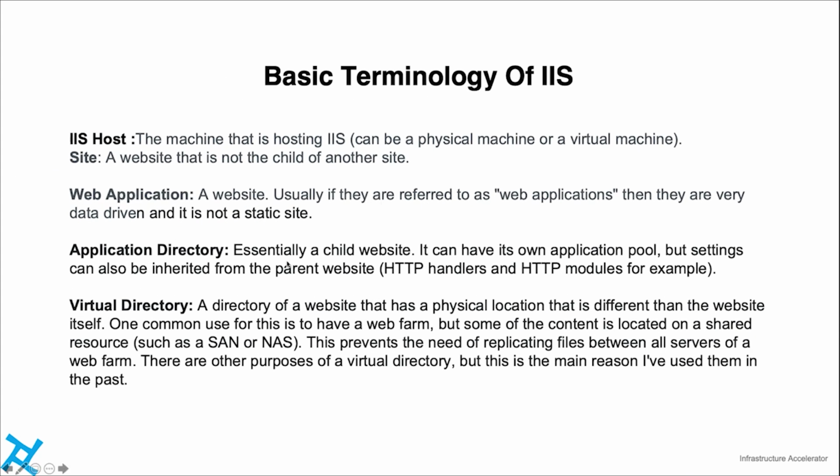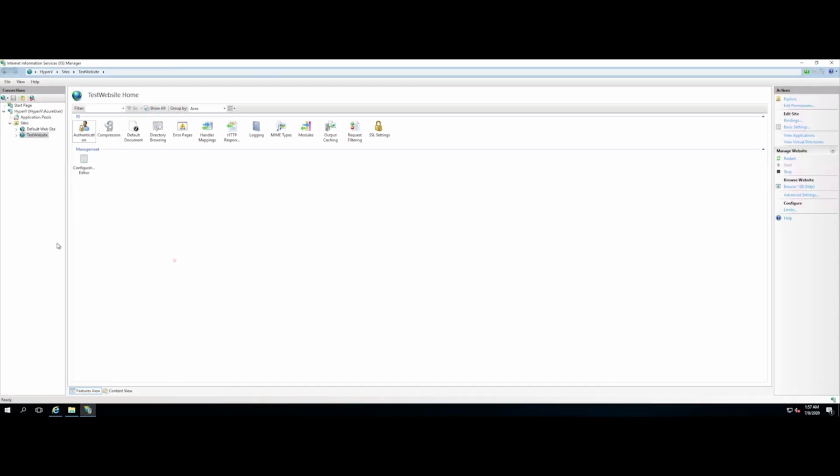Application directory, essentially a child website. It can have its own application pool, but the settings are also inherited from a parent website. Once again, if you're learning this course from the point of view of getting your first job, then knowing about IIS is more than enough for you as a web server.